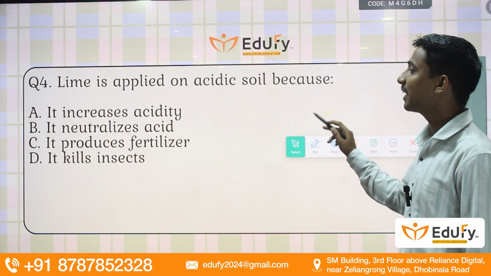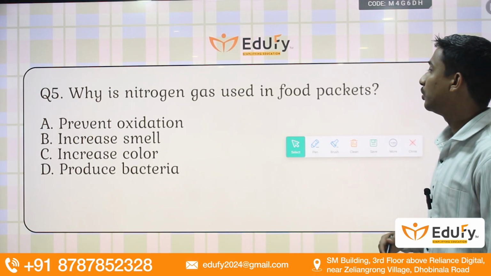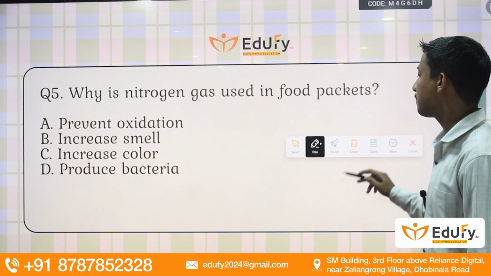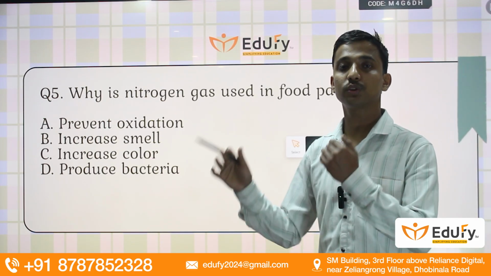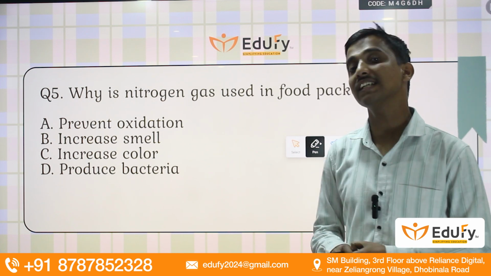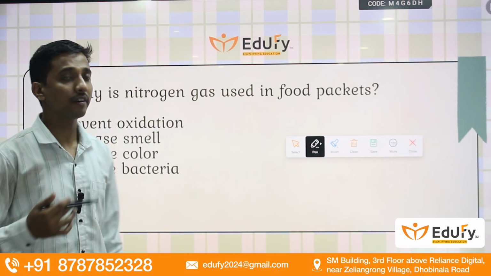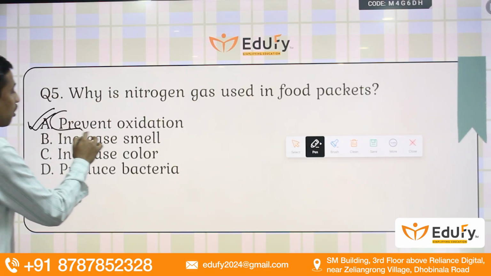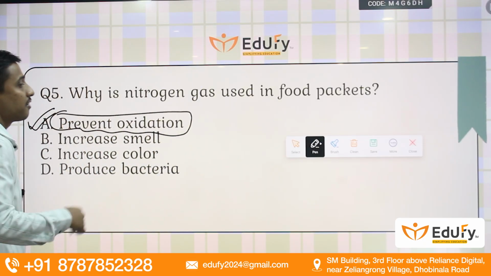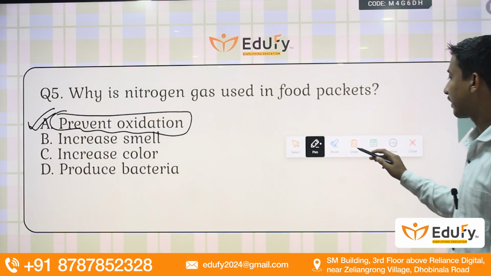So moving towards the next question, guys, we have: why is nitrogen gas used in food packets? So guys, remember, whenever food comes in contact with oxygen, it leads to oxidation, and whenever oxidation takes place, the food can rot very fast. So basically it is in order to prevent oxidation, so the food remains fresh for a longer period of time. So option A will be the correct one.